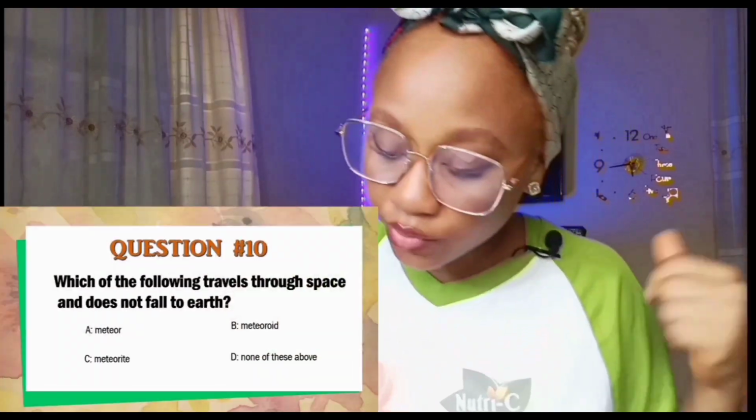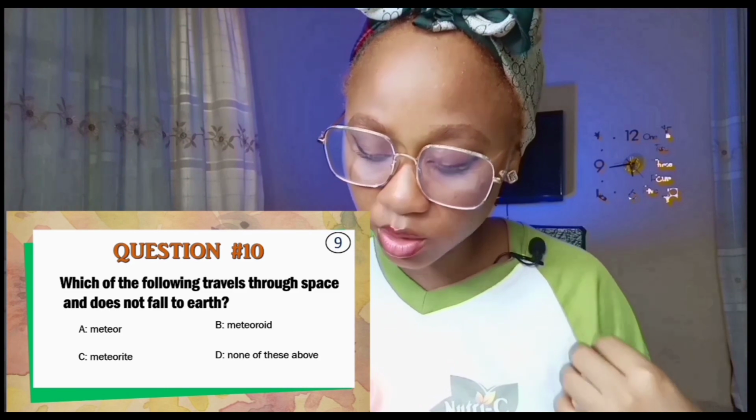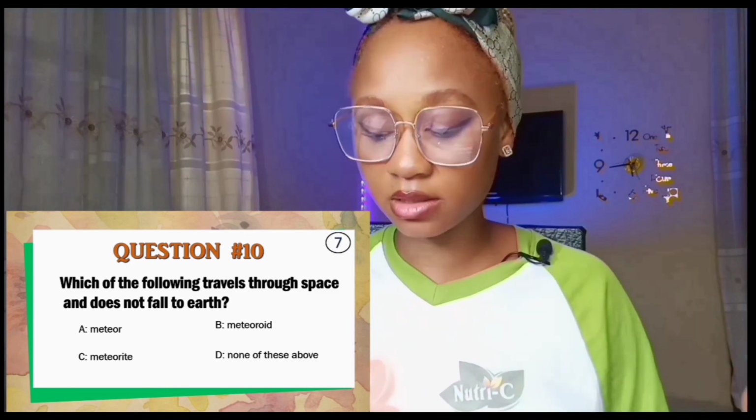Next, English. Which of the following travels through space and does not fall to earth? Meteorite. Wait. Meteorite. Is meteorite not the one that can fall and still fall on earth and cause that big hole to shatter?